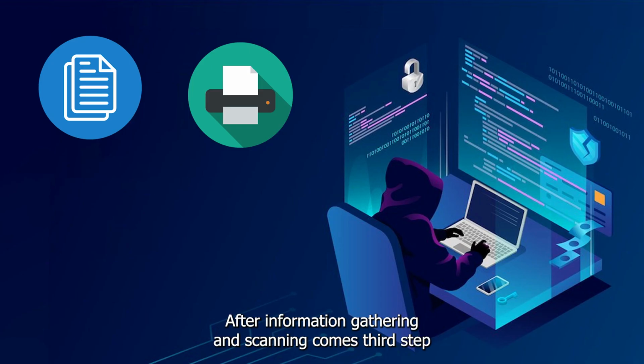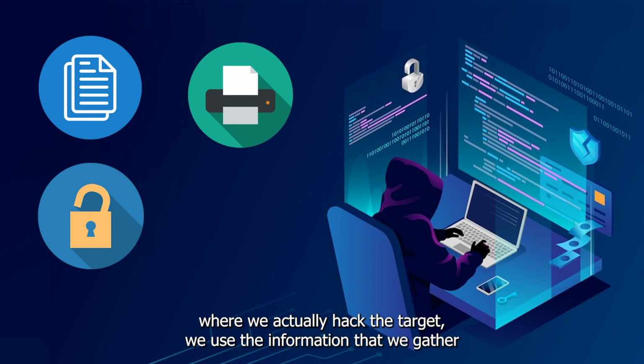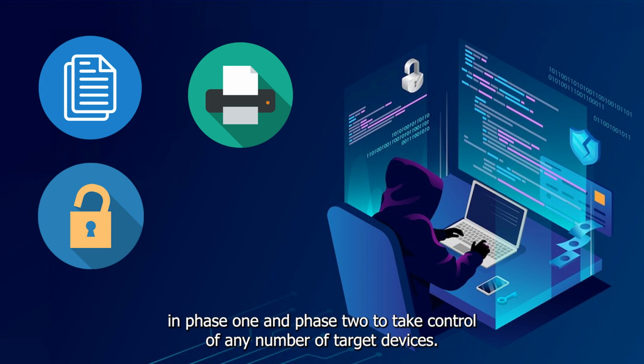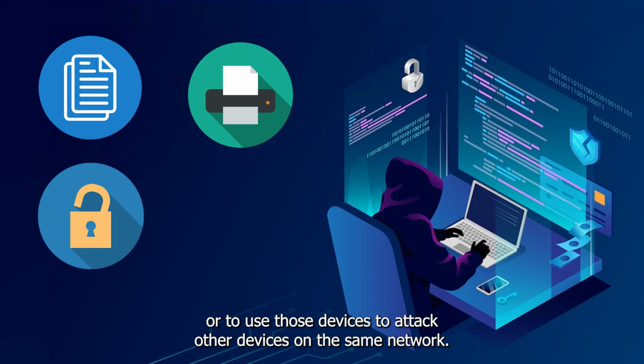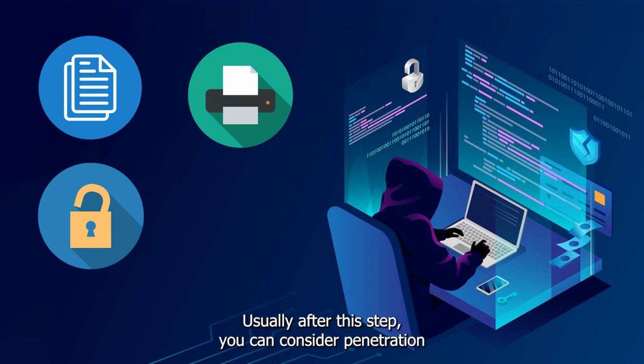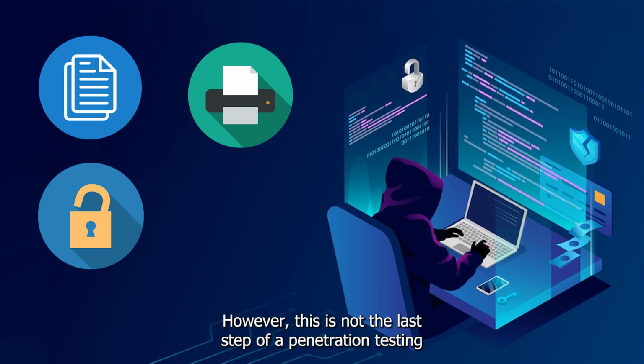After information gathering and scanning comes the third step, which is gaining access, or so-called exploitation. This is the step where we actually hack the target. We use the information that we gathered in phase one and phase two to take control of any number of target devices. Gaining access to target devices allows us to steal data from their system or to use those devices to attack other devices on the same network. Usually after this step, you can consider the penetration test to be successful since you managed to gain access to a target system. However, this is not the last step of penetration testing.